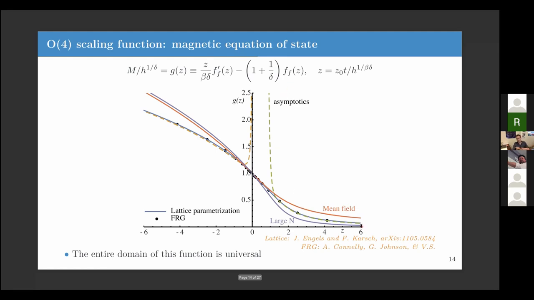So the entire domain of this function, okay? So there are a few calculations here. Let me explain them in a second. The entire domain of this function is universal. So what I'm showing here: calculations done in the functional renormalization group approach, shown by the black dots. There is a lattice parameterization obtained in this paper, shown by the blue line. And there are also a few analytical calculations, mean field and large N, shown by the orange and purple. And there is also an asymptotics based essentially on epsilon expansion analysis.